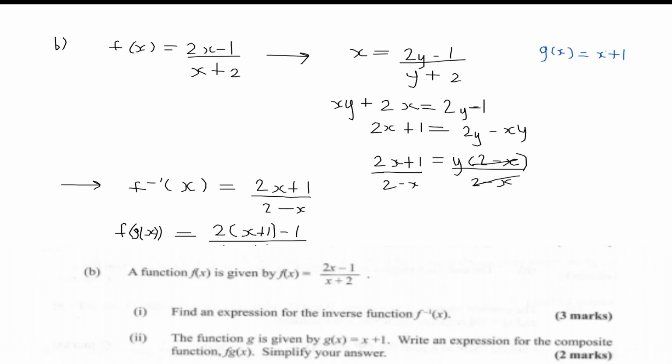And this is fg of x. And of course, we're supposed to simplify it. So let's simplify it. This is really going to be 2x plus 2, and 2 minus 1 is plus 1. So it works out to be 2x plus 1 over x plus 3. So this is fg of x, 2x plus 1 over x plus 3.